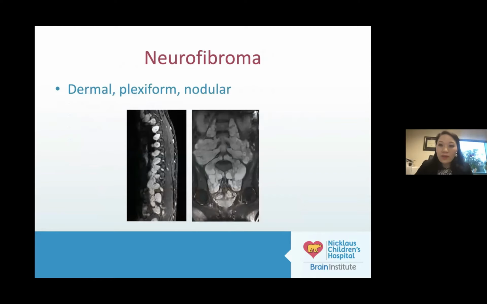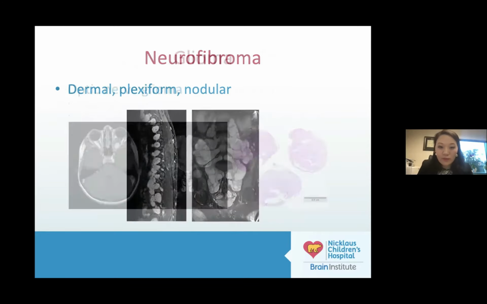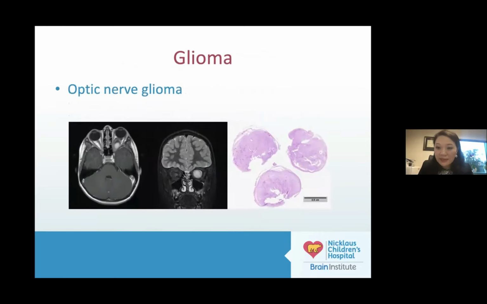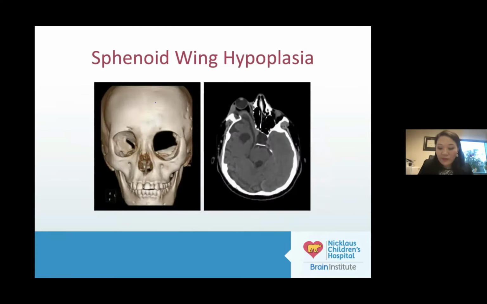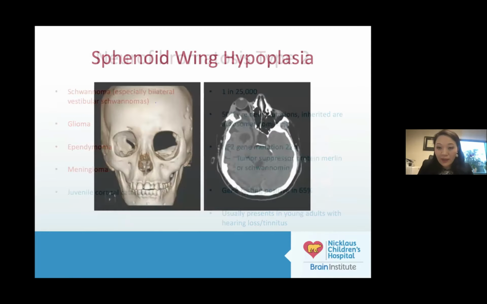In the peripheral nervous system, you can see multiple neurofibromas, which are obviously important from an oncologic perspective. You can see dermal, plexiform, or nodular neurofibromas. This is an example of an optic nerve glioma. As you can see here, this is a section of an optic nerve glioma, which are oftentimes pilocytic astrocytomas, so benign tumors. This is an example of a sphenoid wing hypoplasia.